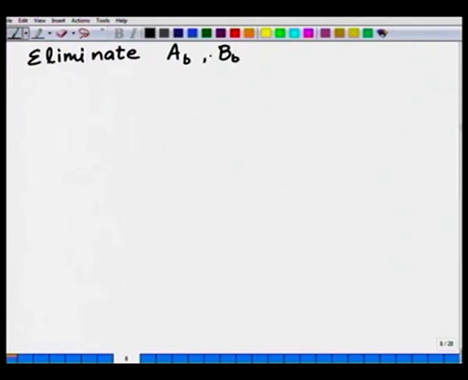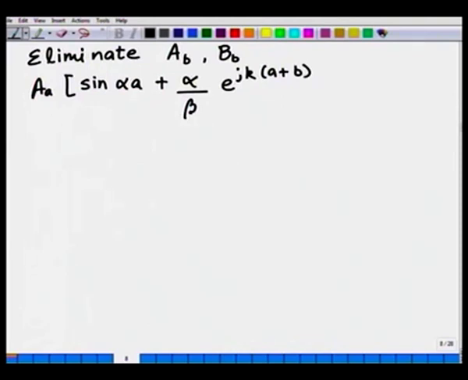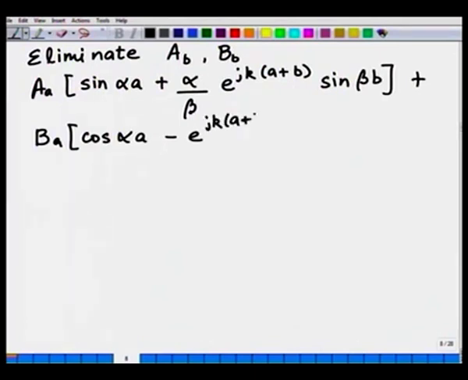from these equations, these 2 equations, and we get 2 equations which are A_A sin alpha A plus alpha divided by beta e to power j k (A plus B)... Bear with me for all this algebra, this is just for those students who are interested in completeness, otherwise the solutions will be very interesting, that I promise. Minus e to power j k (A plus B) cos beta B equal to 0.